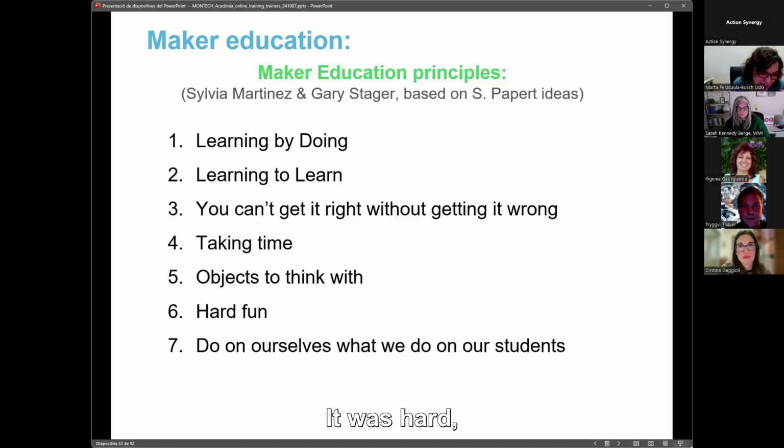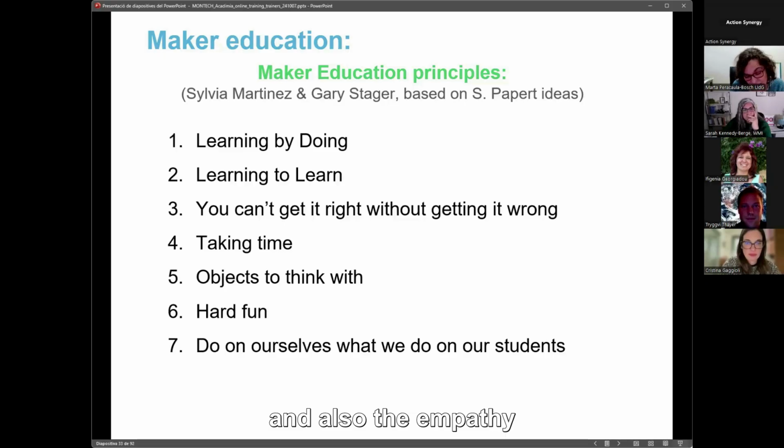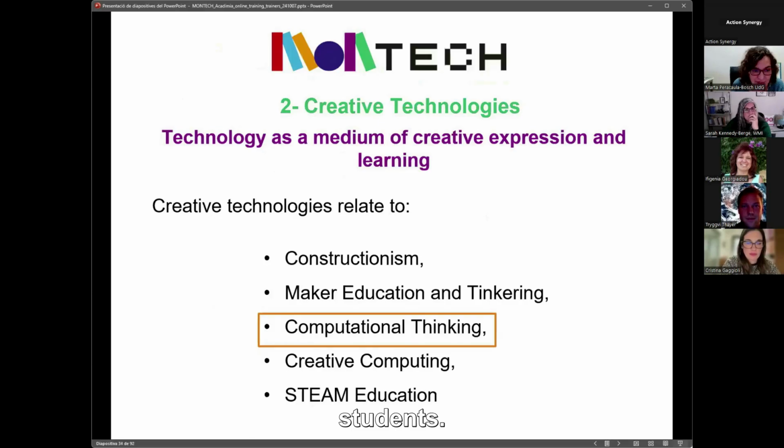It was hard, but it was fun. That activity, that learning activity, it's fun. It doesn't mean it has to be easy. When it's hard, you also get all this satisfaction. It's challenging. And also the empathy part: doing on ourselves what we do on our students.